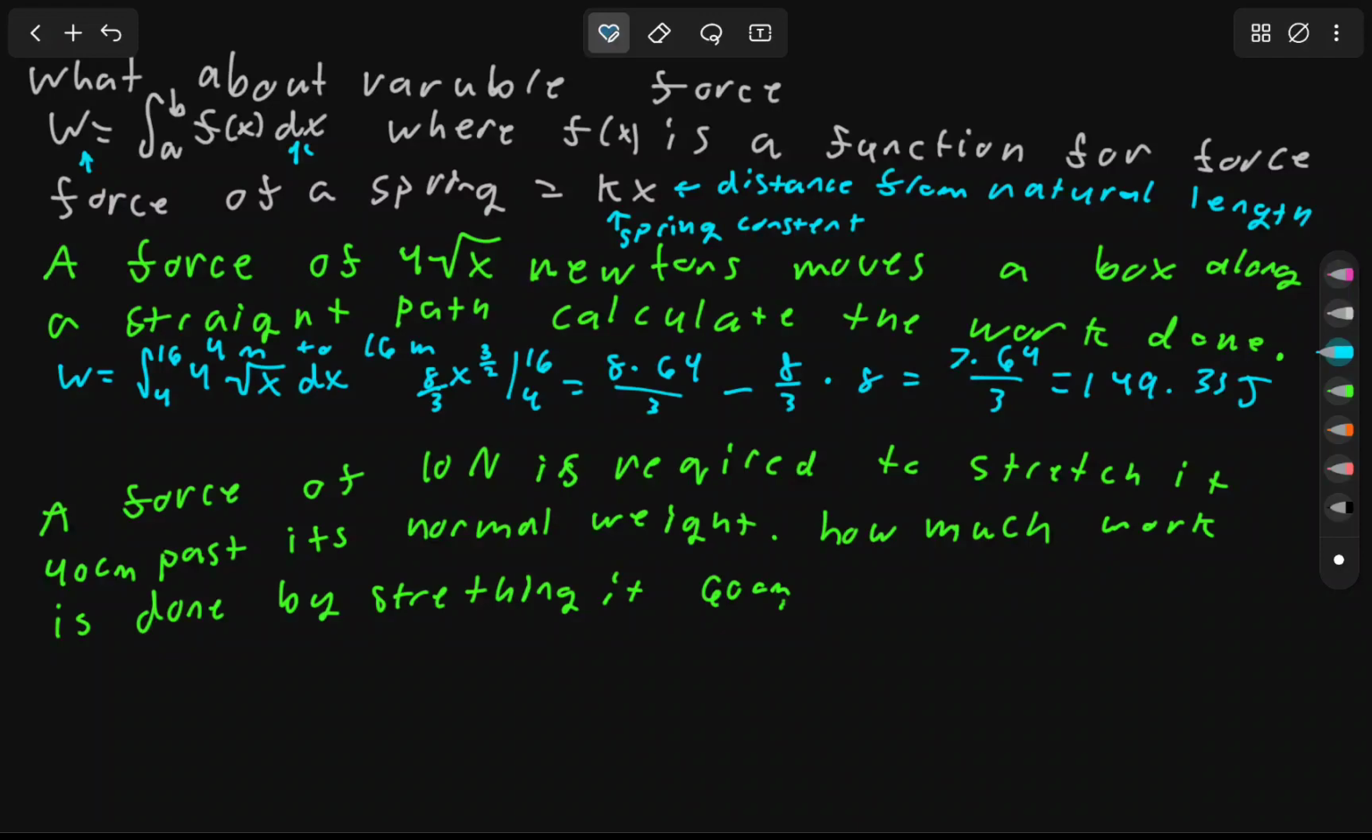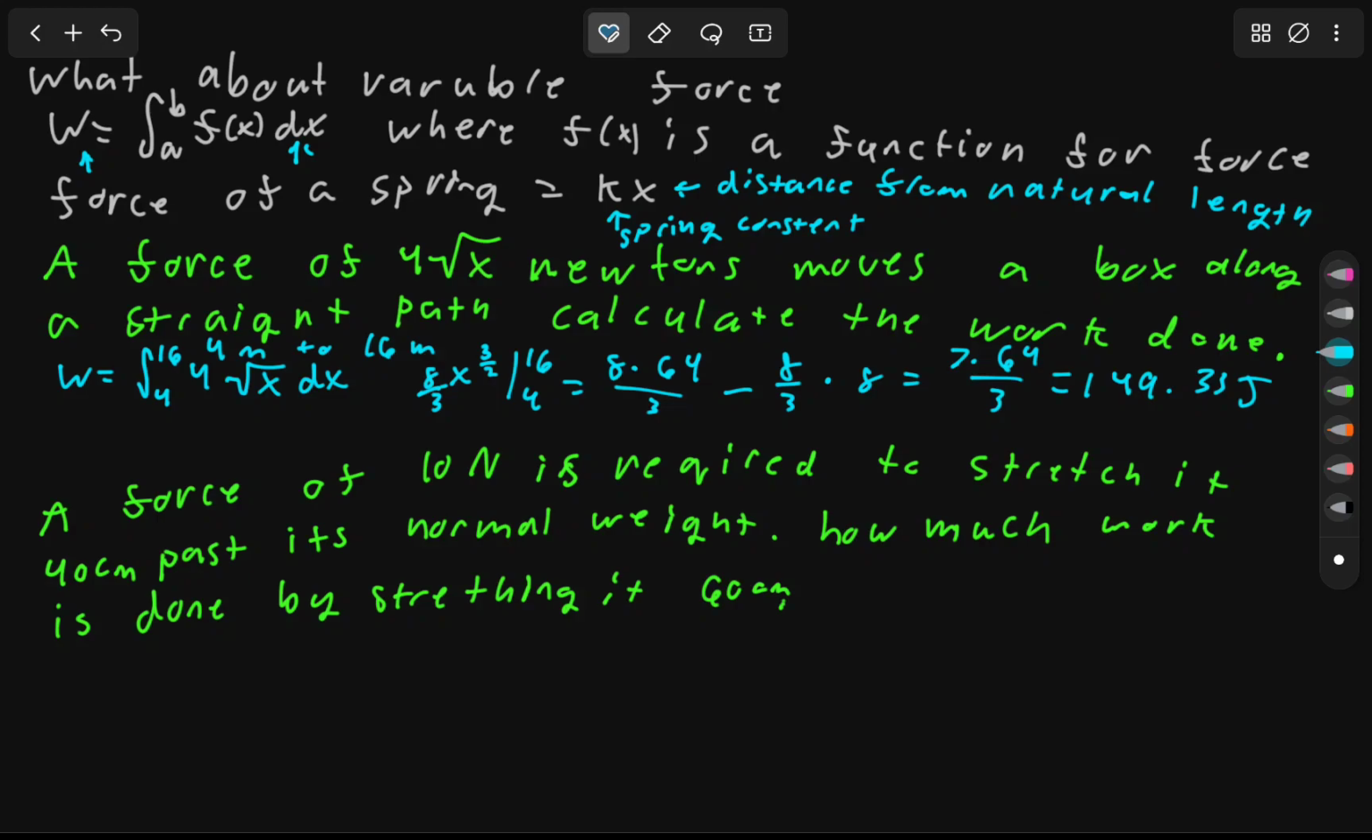And every spring has something known as the spring constant, or it might be another constant name. Give me one moment to search. It is called the spring constant, yeah. It's just been a while since I've done physics.